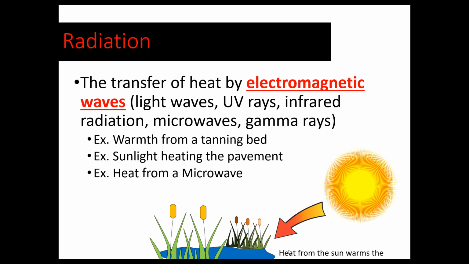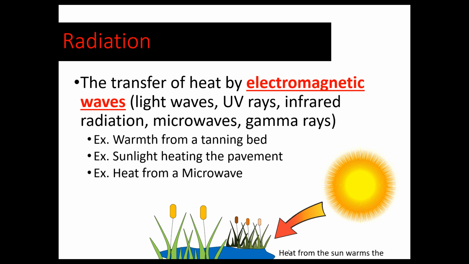Now, radiation is going to happen when heat is transferred through electromagnetic waves. So we've talked about waves. We've talked about electromagnetic waves. So if heat is moving from light waves or through UV rays, infrared radiation, microwaves, gamma rays, or any other part of the electromagnetic spectrum, this is an example of radiation. So if you're lying in a tanning bed, which I do not recommend, but if you are, and you feel that warmth, that is an example of radiation, because the tanning bed is putting off those UV rays.